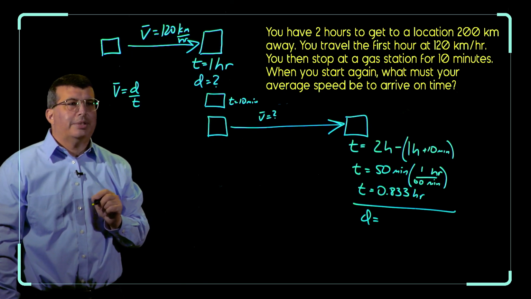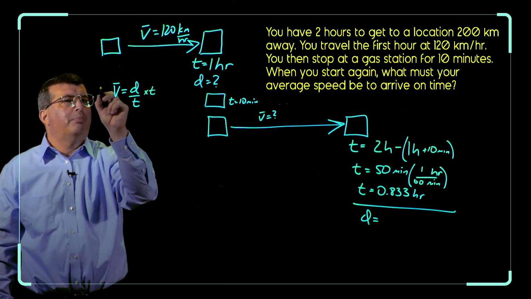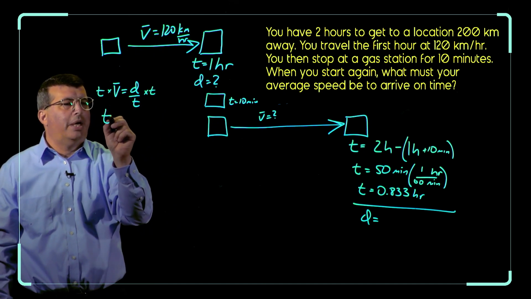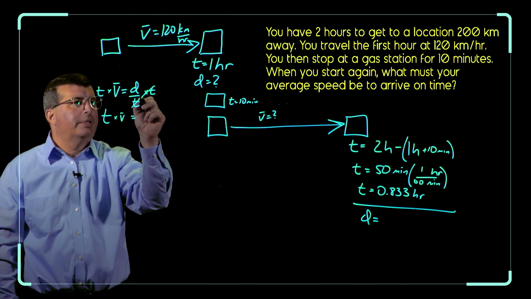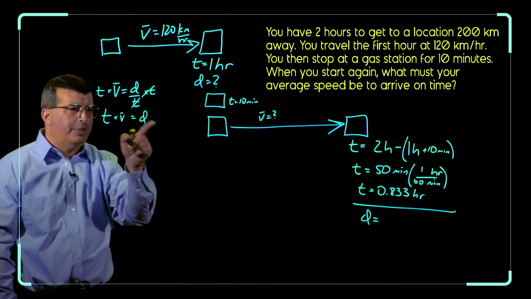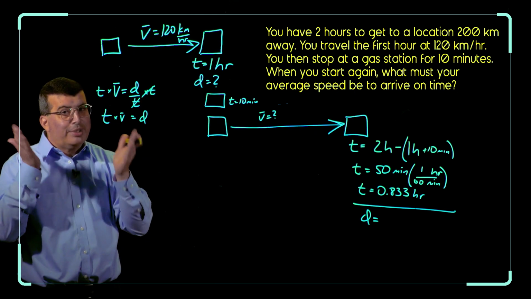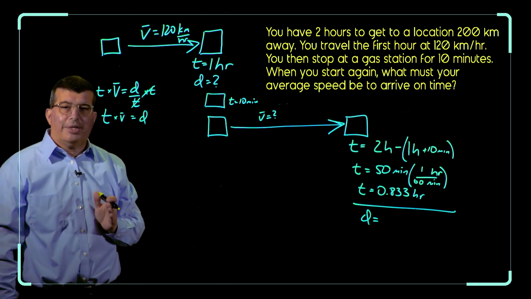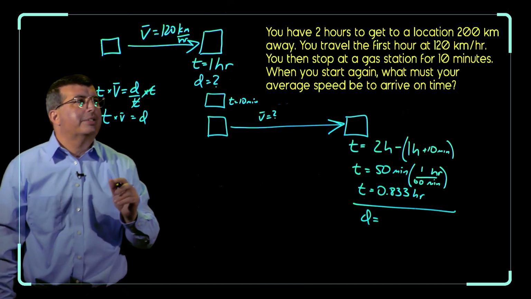So we multiply by time on both sides, and we get time times average speed equals distance. So we can use this equation right here. We can use our same equation. We only have one starting equation so far. We've always started with average velocity as distance over time. Now we're using it to calculate distance.